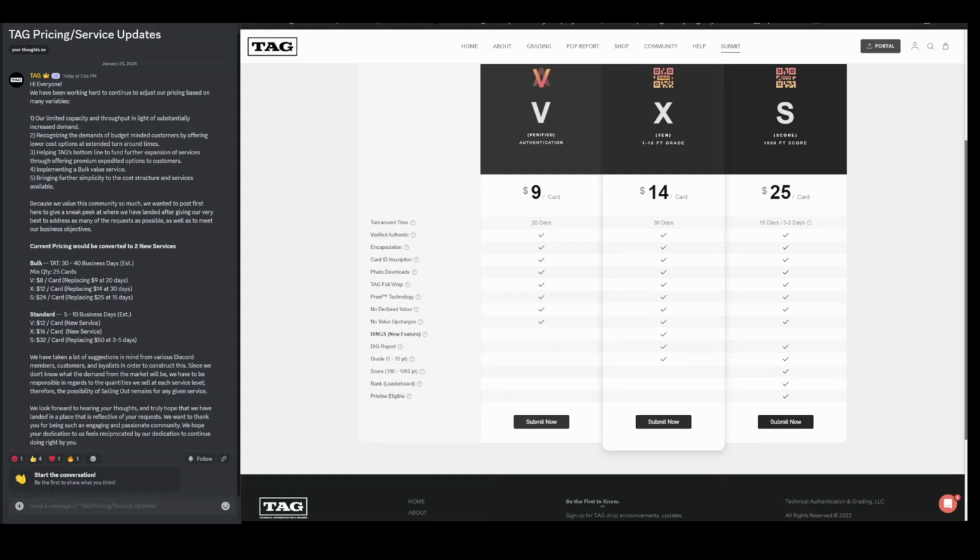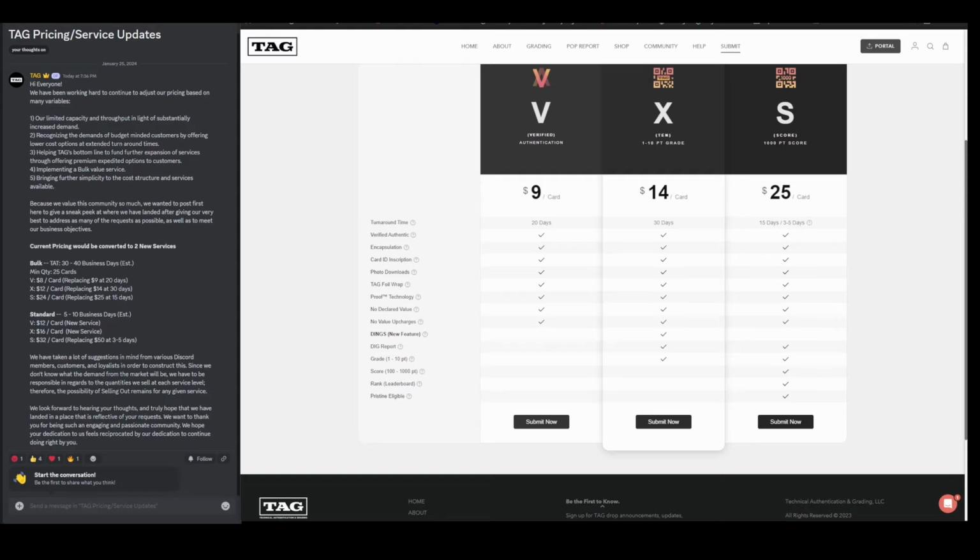Recognize the demands of budget-minded customers, offering bulk. Helping Tag's bottom line to fund further expansions of services through offering premium expedited options to customers, aka we want more money, implementing a bulk value service, and bringing further simplicity to the cost structure.